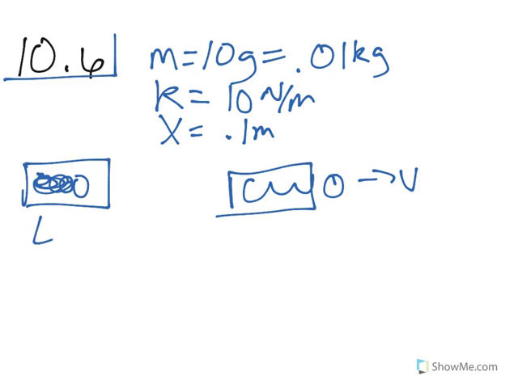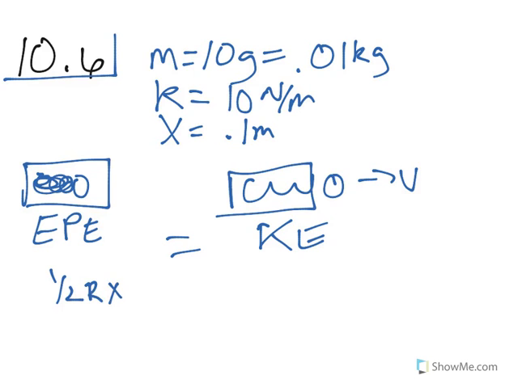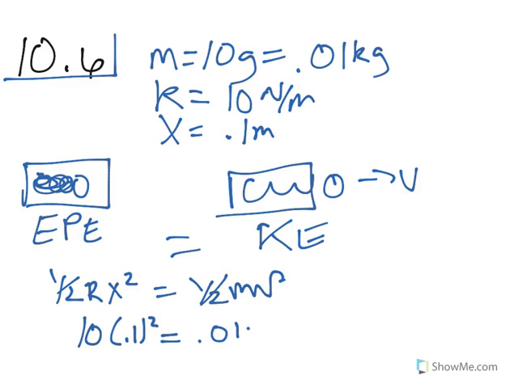and the ball is leaving at some speed v. So what type of energy does it have here? It has elastic potential energy. Here it has kinetic energy. So we set those equal to each other. We get 1/2 kx squared equals 1/2 mv squared. The halves cancel, so we're left with 10 times 0.1 squared equals 0.01 times v squared.